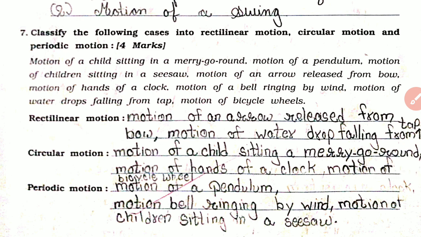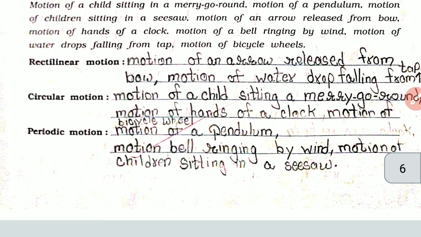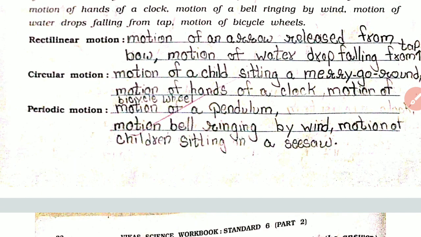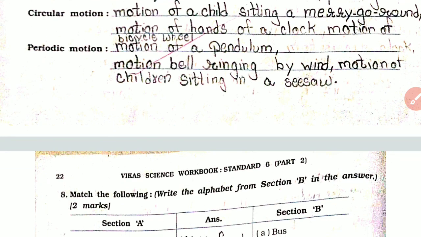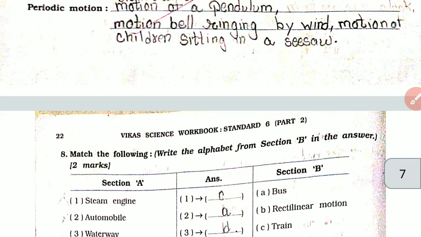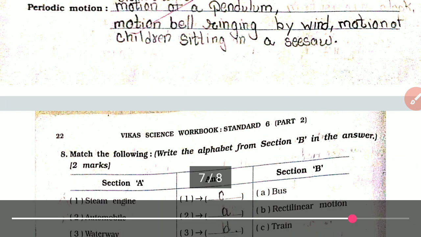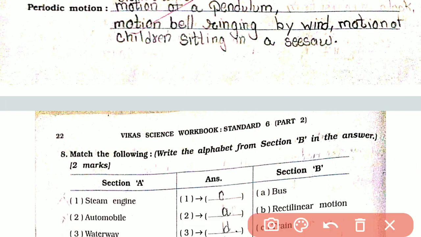Question number 9. Classify the following cases into rectilinear motion, circular motion and periodic motion. Rectilinear motion: motion of an arrow released from a bow, motion of a water drop falling from the tap. Circular motion: motion of a child sitting on a merry-go-round, motion of a hand of a clock, motion of a bicycle wheel. Periodic motion: motion of a pendulum, motion of a bell ringing by wind, motion of children sitting on a seesaw.